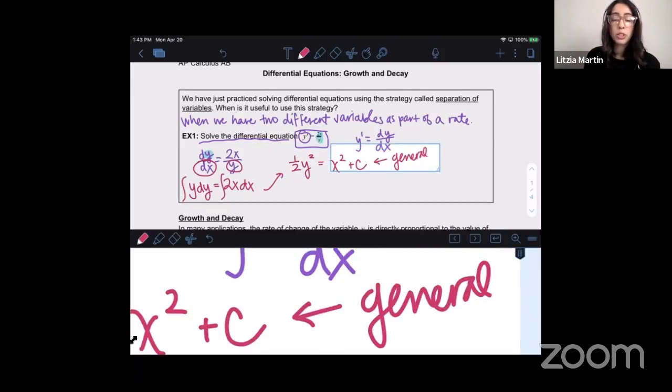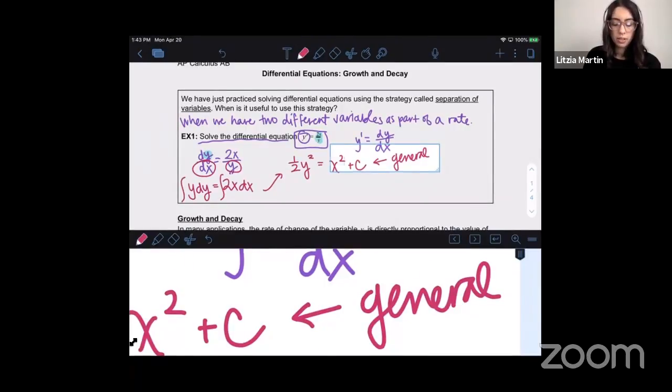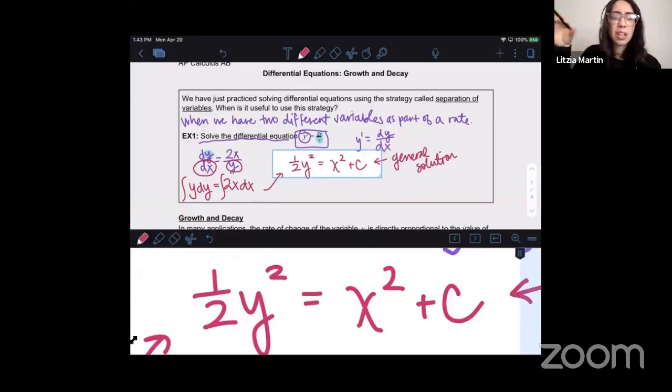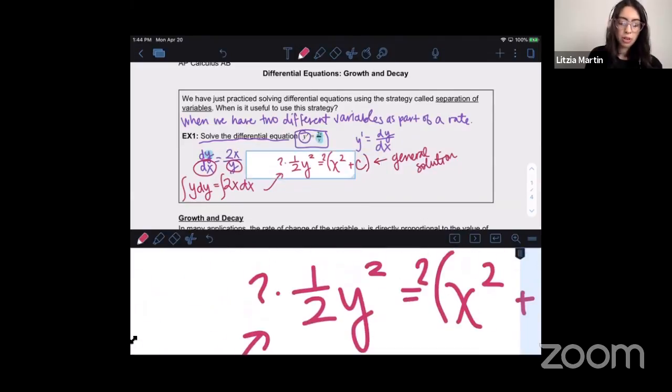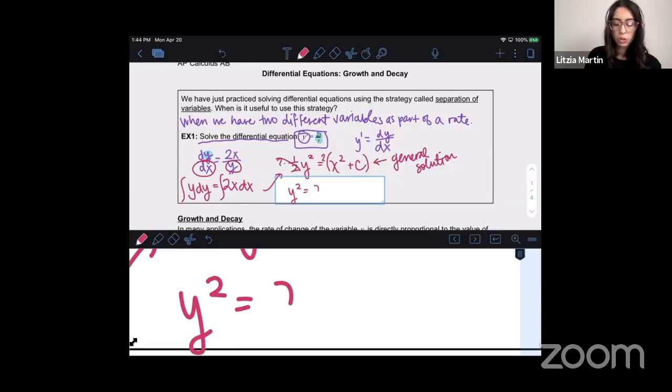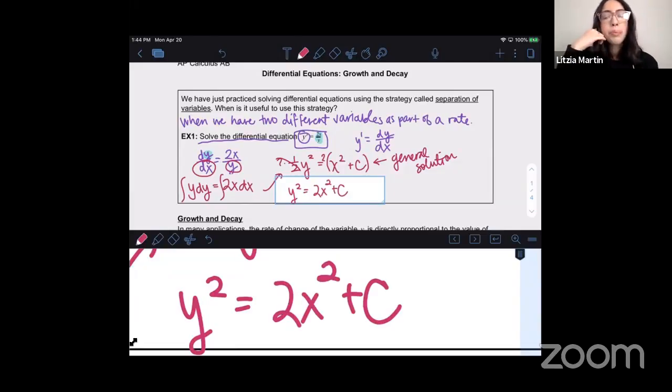It's general because we don't know what c is. I'm going to go ahead and take it one step further and try and just isolate the y a little bit further. So the 1/2 in front of it, I'm just going to multiply everything by 2. So this whole thing gets multiplied by 2. That way I just get rid of that coefficient, and it's just y squared is equal to 2x squared plus c.